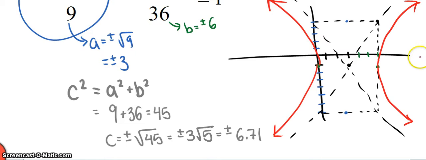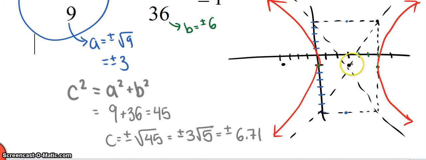So with that said, the one thing I didn't plot is the foci. So starting at the center, the foci would be plus or minus 6.71 units away from the center. So the center is at 3. It's on the same axis as the vertices are. So I'd move left and right 6.71 units. So let's see, 1, 2, 3, 4, 5, 6. And we want a little bit more than 6, so it's going to be about here.